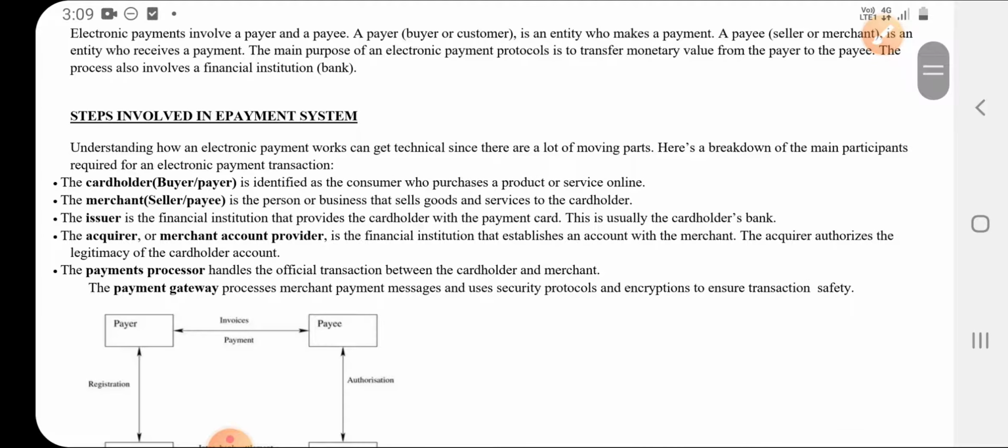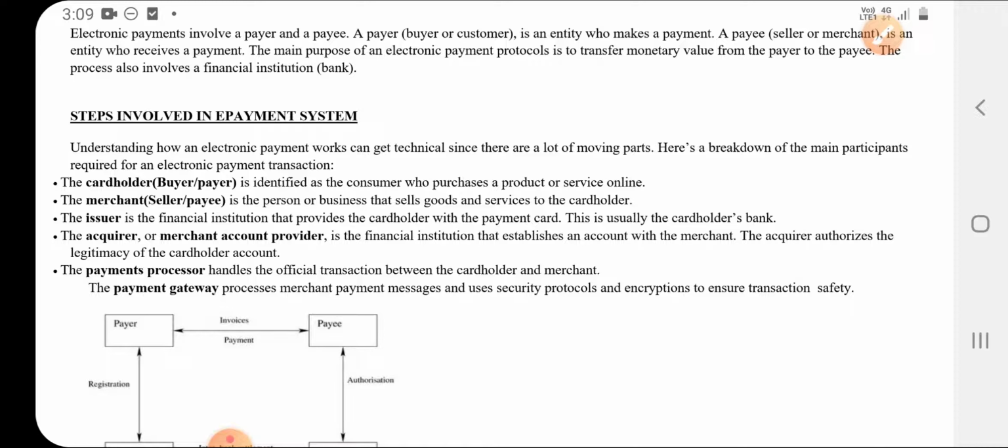Next one, steps involved in payment system. There are different steps involved in payment system. Already I told you the entities, payer and payee. So the card holder. Usually when we do online payment, we will do it with a credit card or debit card or stored card or e-check or e-wallet. In any one of these forms we will be paying our payment online. So we need to have different entities involved in this particular process.